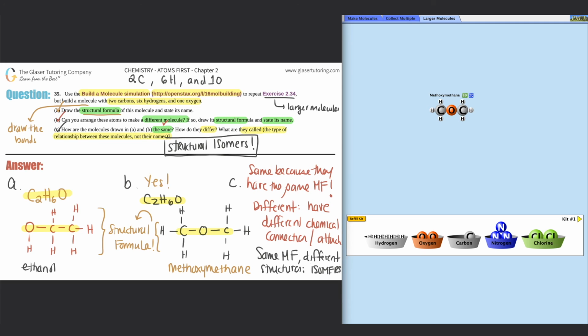Perfect. Awesome job, guys. Hopefully the simulation helped out. If you want, you can go in your spare time and try different kits out and see the different structural formulas.